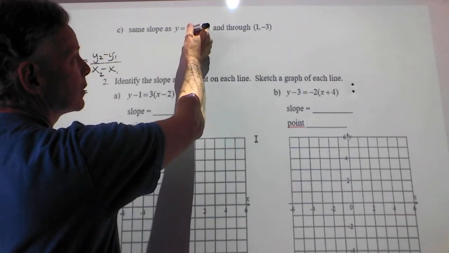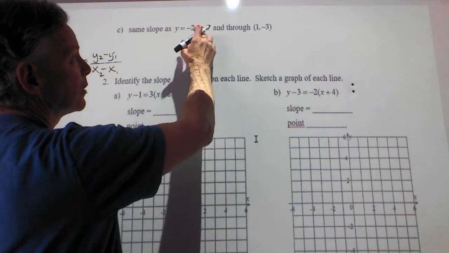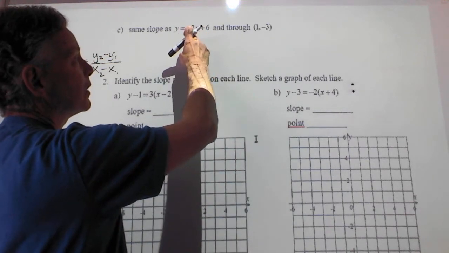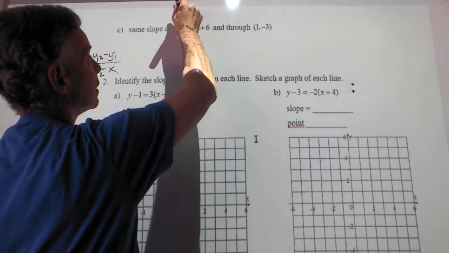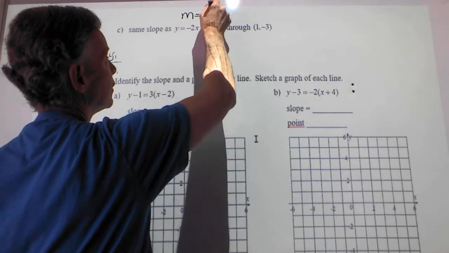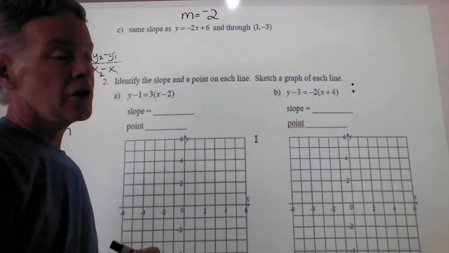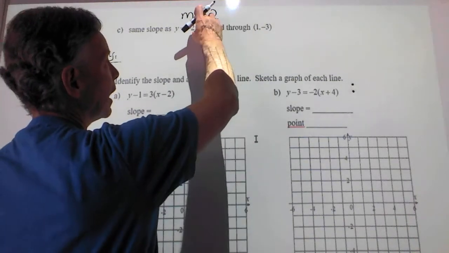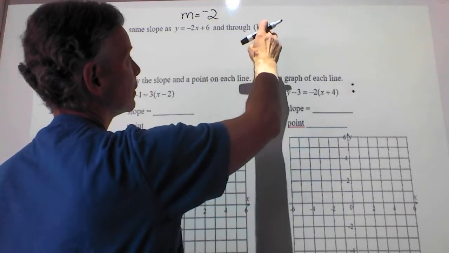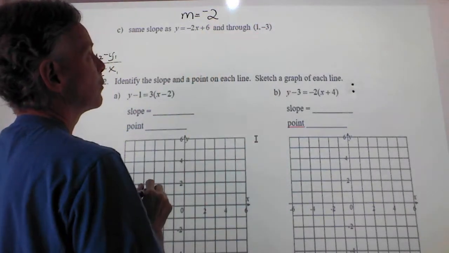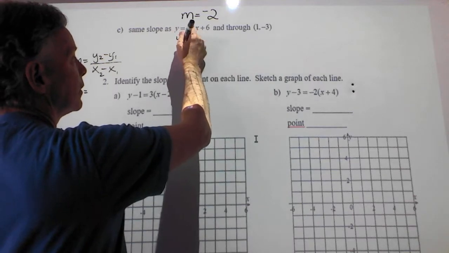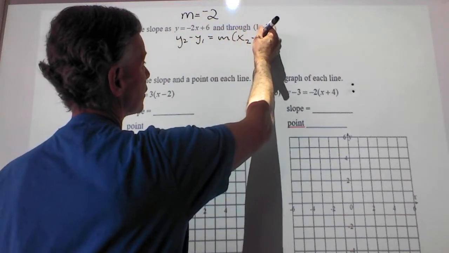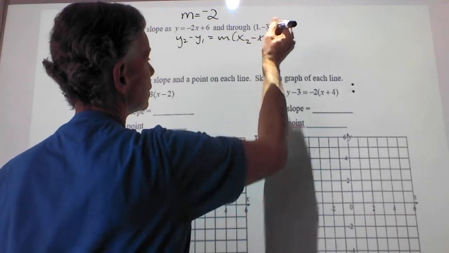All you have to do is look and see. This is in slope-intercept form. All you have to do is look and see what number is attached to x. So, the slope in this case is the number attached to x. Remember, y equals mx plus b. Now we have the slope, we have a point, we can plug them into our slope point formula. y2 minus y1 equals the slope times x2 minus x1.